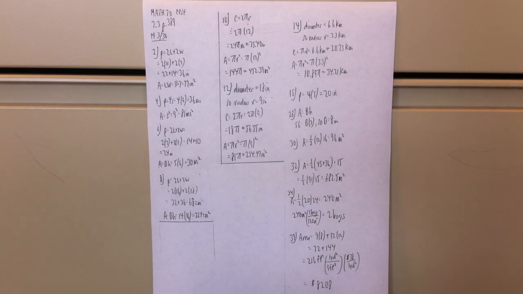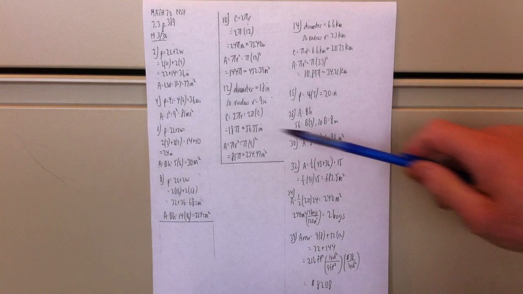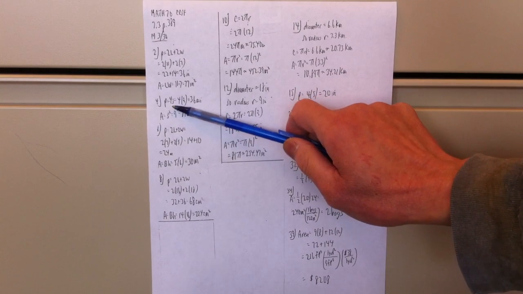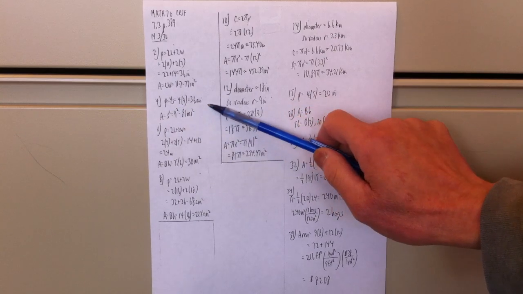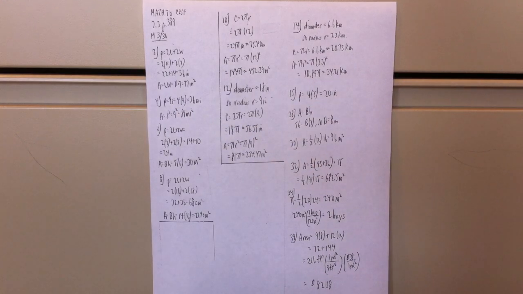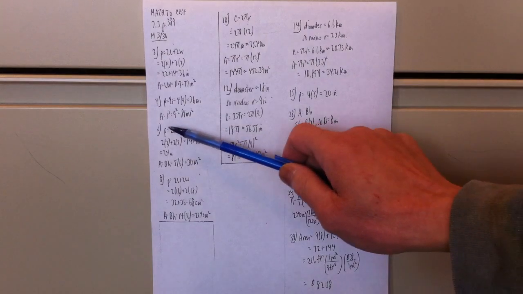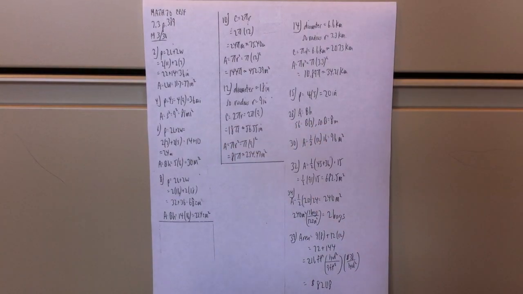Number 4, you have a square where each side is 9. The formula for the perimeter is 4 times the length of a side, so 4 times 9 is 36 miles. The area is s squared, so 9 squared is 81 miles squared, or square miles.